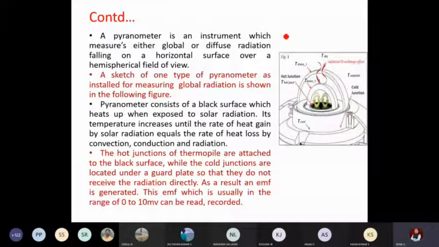Now, a pyranometer is an instrument used to measure the global radiation. You can measure the total radiation, or by blocking certain surface, you can measure only the diffuse radiation.